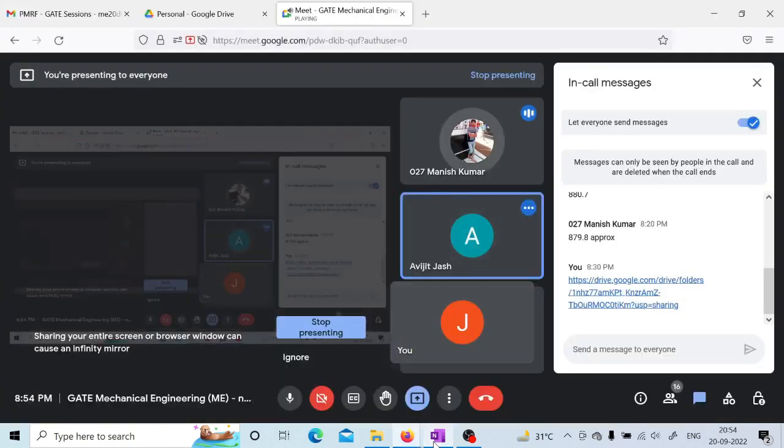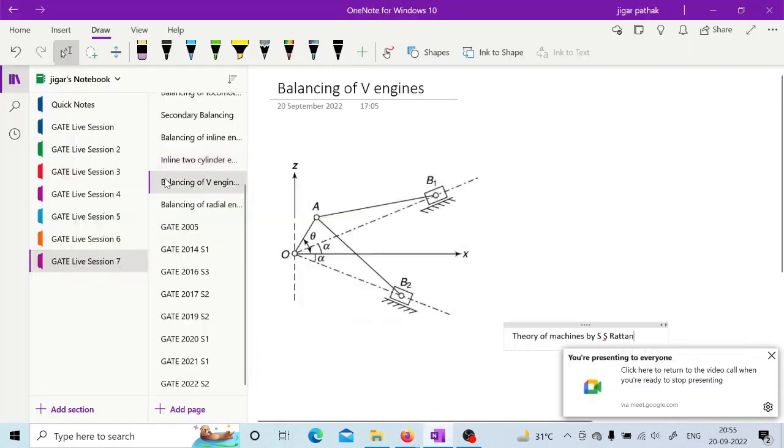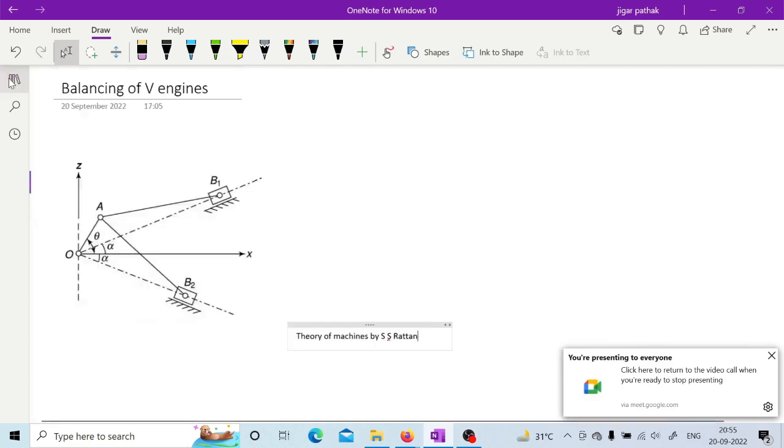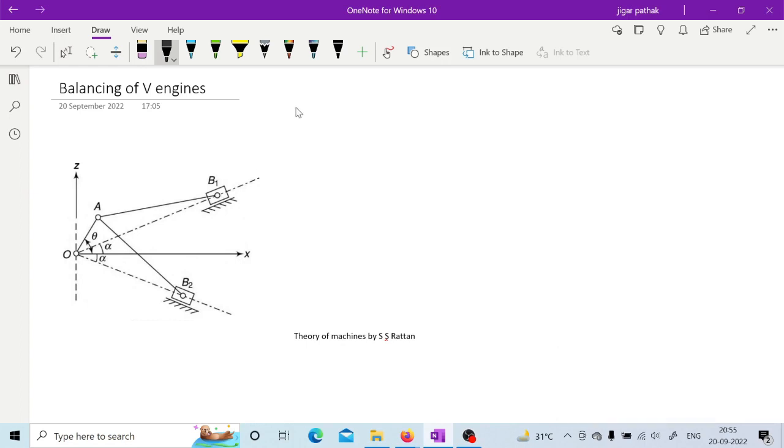Yeah. Right, so here balancing of V engines and balancing of radial engine is also there, but I will go quickly for this because you need to solve some questions after this. So in case of balancing of V engine, please mute yourself, somebody is unmuted. Yeah. So in balancing of this V engine, you can have this crank OA which is attached to the slider B1 and B2 through this AB1 and AB2.